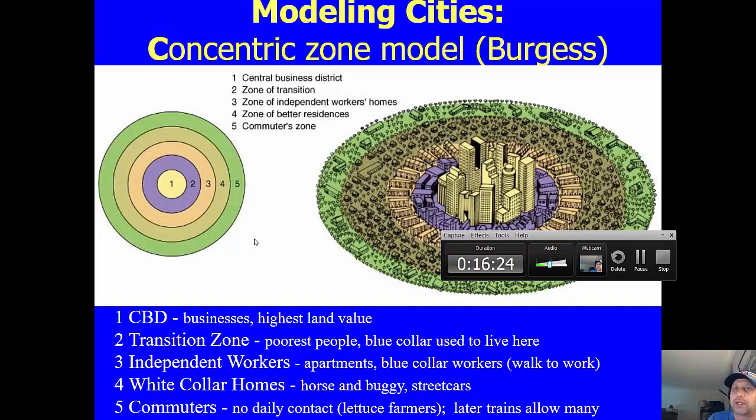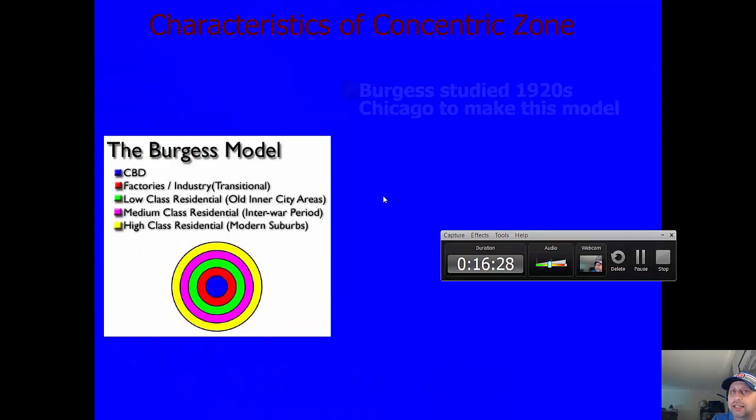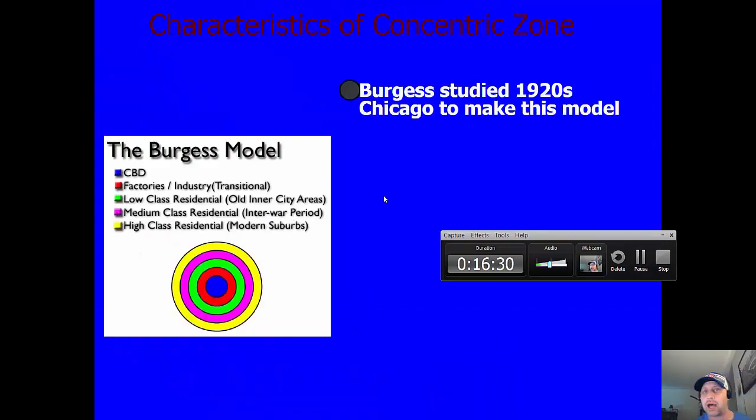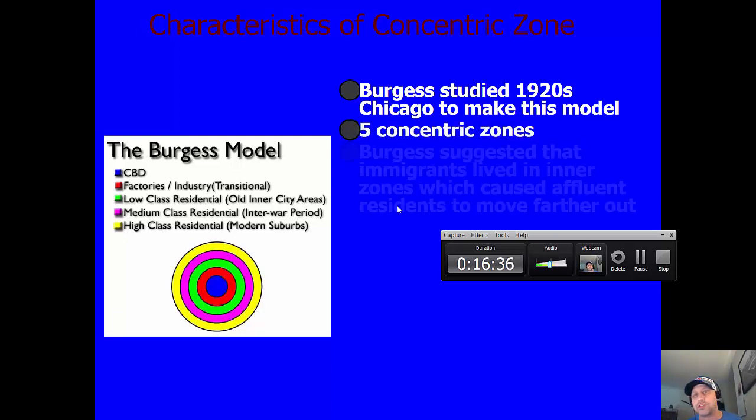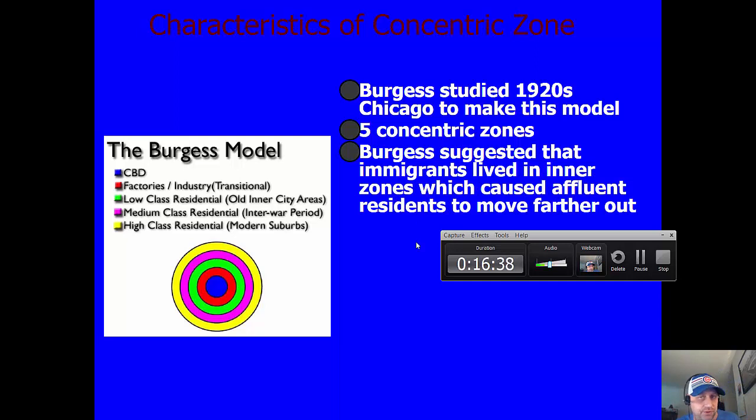Okay, so anyways, that was the Burgess model. We've got our five zones. Again, let's go through some highlights. This was the model that was studied in the 1910s and 1920s in Chicago. You've got those concentric zones. The zones will be different sizes in different cities, depending on the uniqueness, physical factors, things like that.